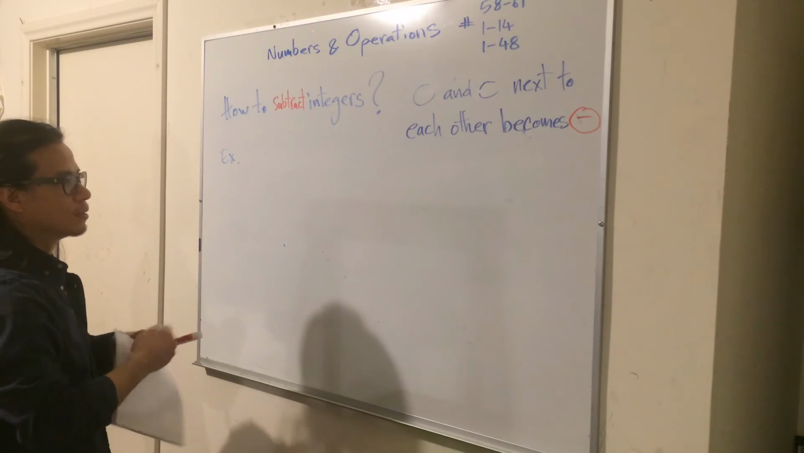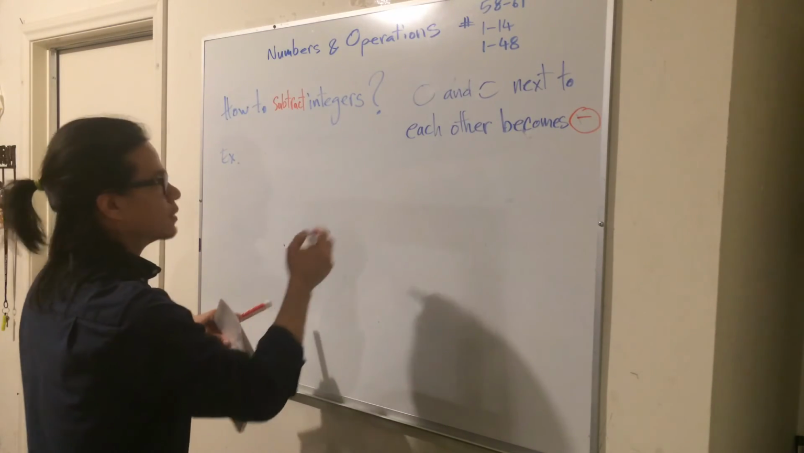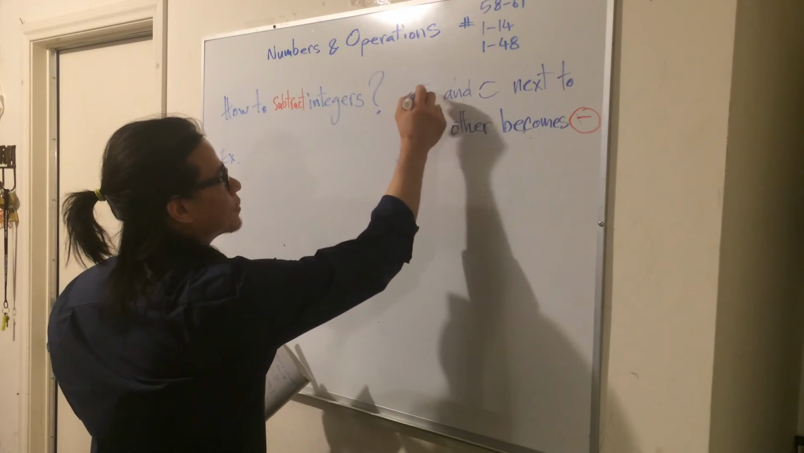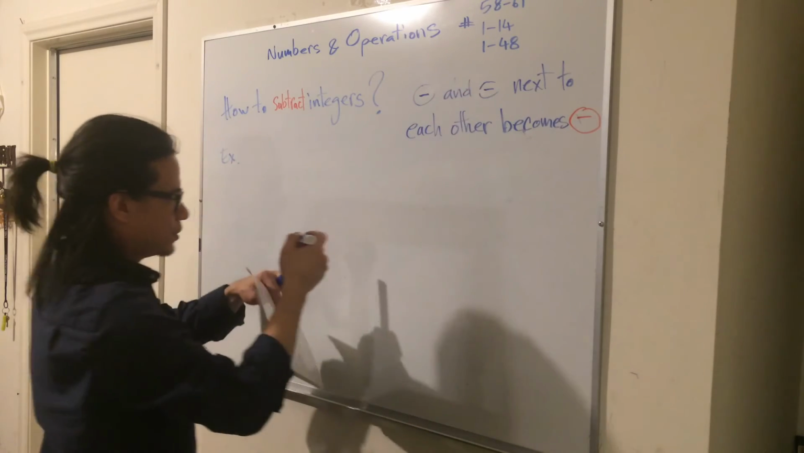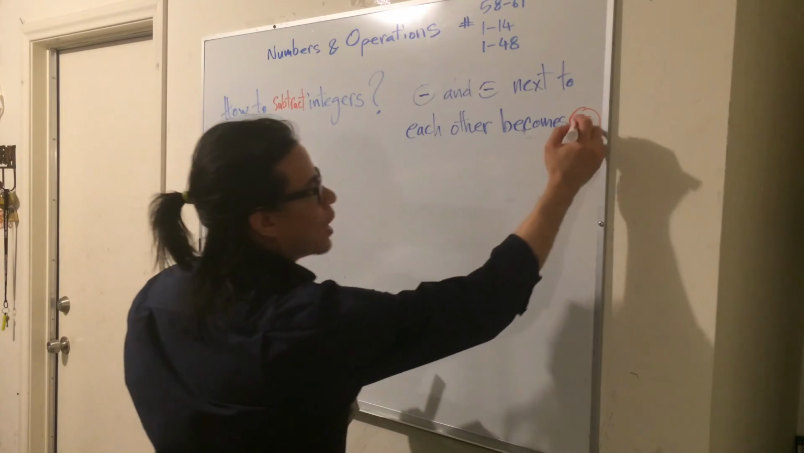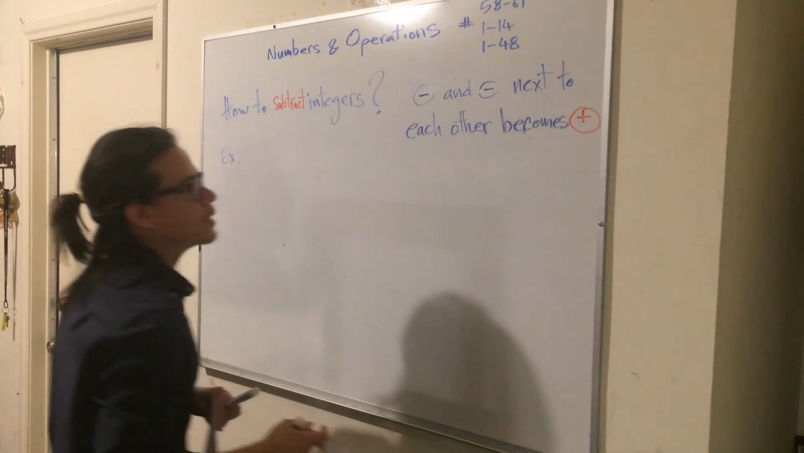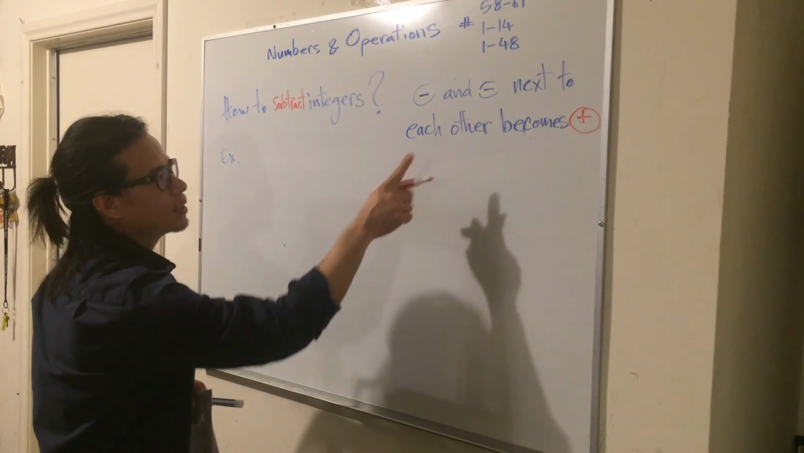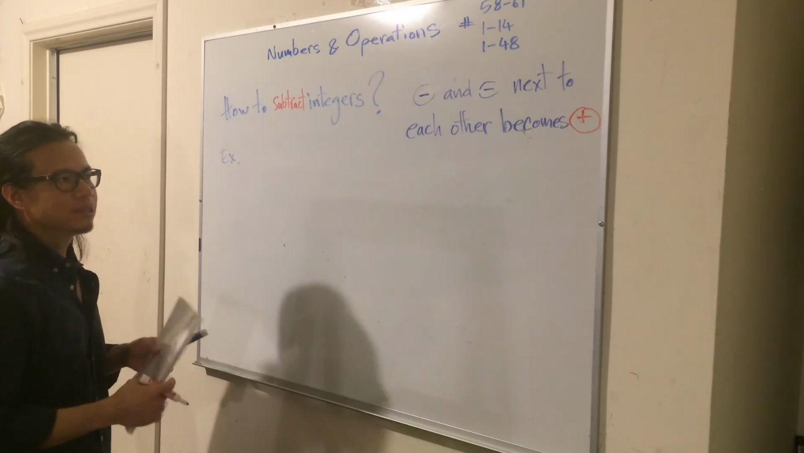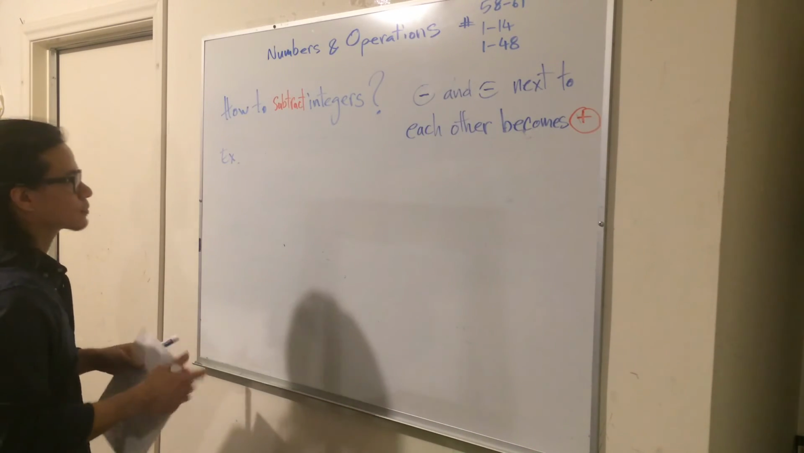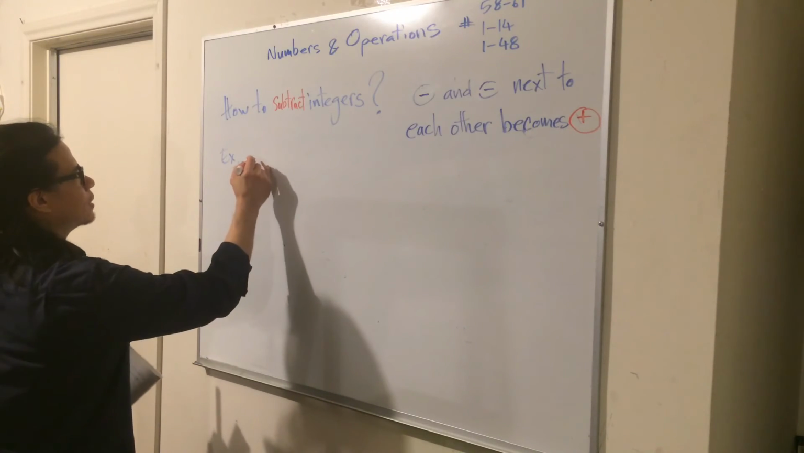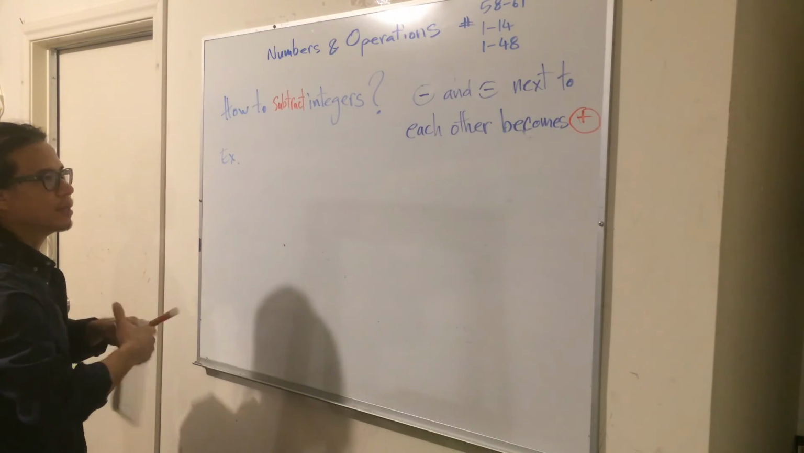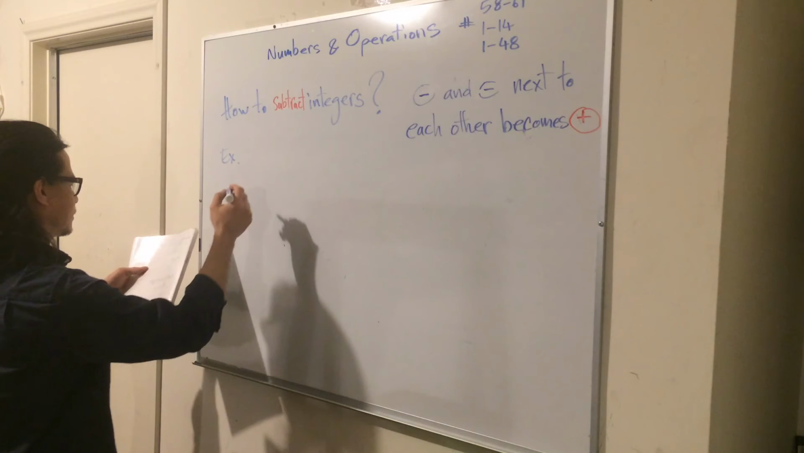Now I'm going to give you another rule to live by. Negative and negative next to each other become positive. Okay, let's say it to ourselves a couple times here. Negative and a negative next to each other becomes positive. Like everything else, sometimes it's best to just look at some examples.